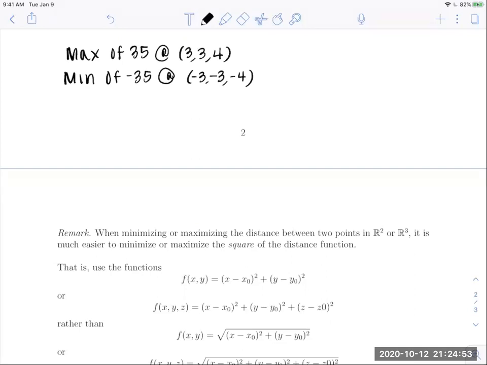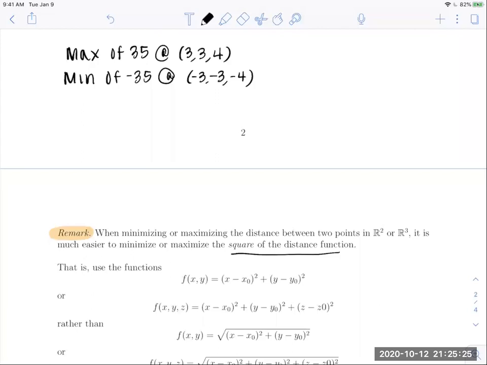It pushes the square root to the bottom, and then your gradient's going to be hideous, and we really don't want to go there. So this is a super important remark that's going to make your life a heck of a lot easier. If you're trying to minimize or maximize the distance between any two objects, and this works in 2-space or 3-space, you can minimize or maximize the square of the distance function. So that is, by minimizing the square of the distance, it in turn minimizes the actual distance itself.